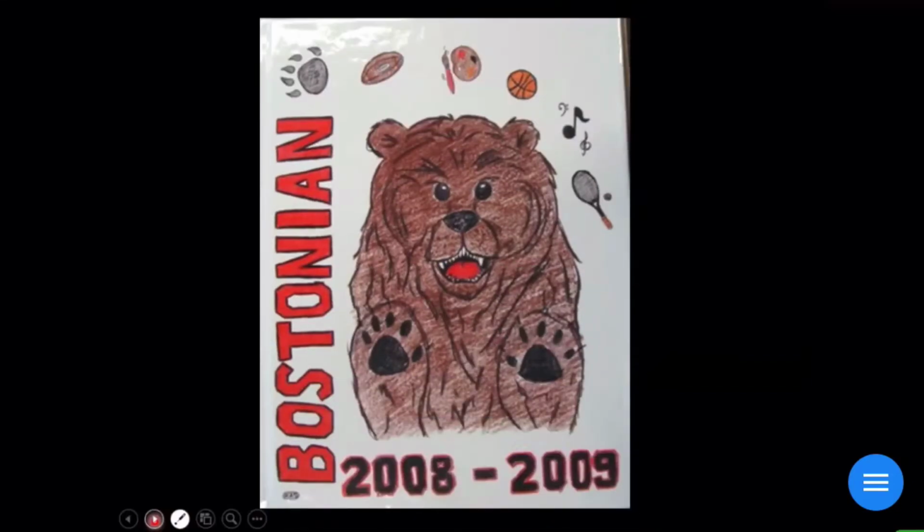What do you think the name of their school is? It's the Bostonian. And then, this is the year it was made. Oh, look, they must be the Boston Bears. Look at the bear here. And look how they've incorporated other things like PE, art, and music into this as well. Is that something that most kids at our school get to participate with?